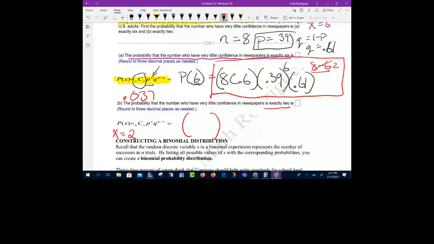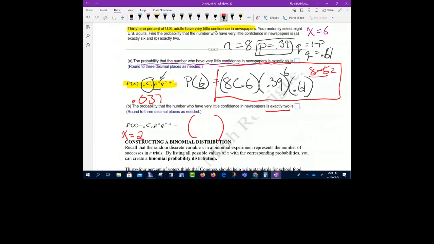So remember, our N is still 8. So we're going to go 8, choose 2. Then we're going to take our value of P, which was a 0.39. We're going to raise that to the power of 2. And then we're going to take our value of Q, which was a 0.61, and we're going to raise that to a power of N minus X. So that should be 8 minus 2. But we know that 8 minus 2, y'all, is the same thing as 6, right?